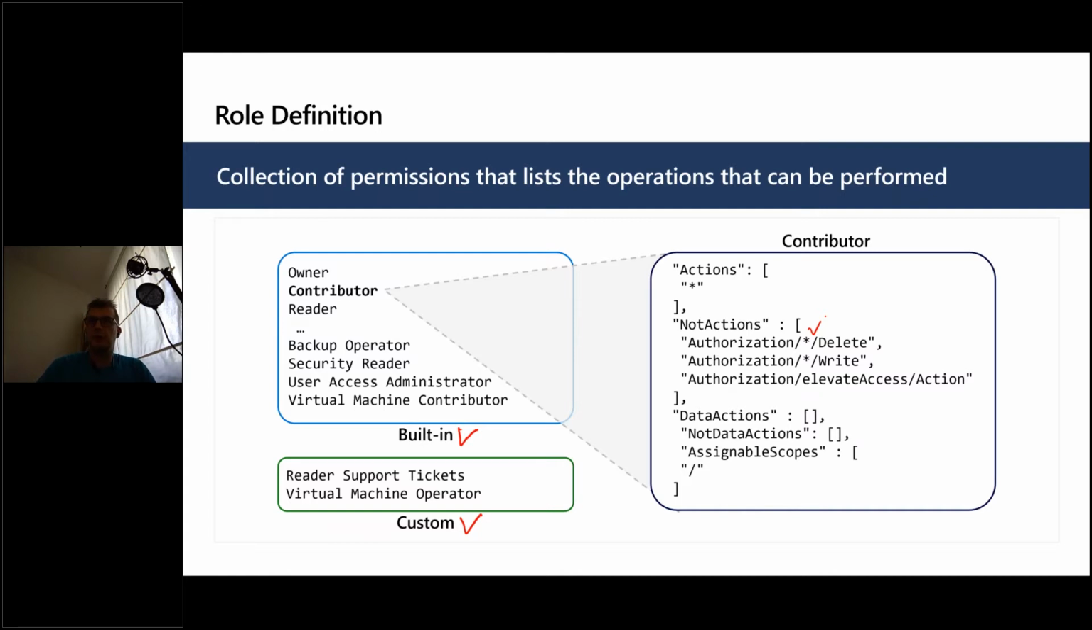So let's go a little bit further. We have actions and not actions. We've defined that as well. These properties here can be tailored to grant and deny the permissions that we actually need. So a built-in role can, for example, be the owner role that can have all the actions, or the reader role can only have read actions, and so on.